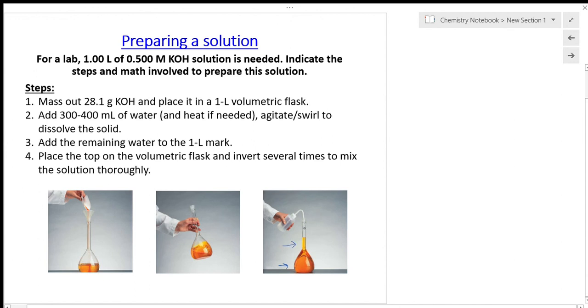So what we have to do is place a glass topper on here and invert this several times. That means just tip it upside down and flip it back, tip it upside down and flip it back, and do that about 5 or 6 times. That will help to thoroughly mix the solution so it's more evenly distributed throughout. And those are the steps for preparing the solution.